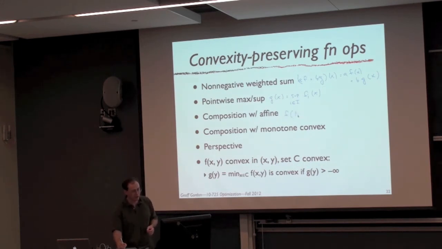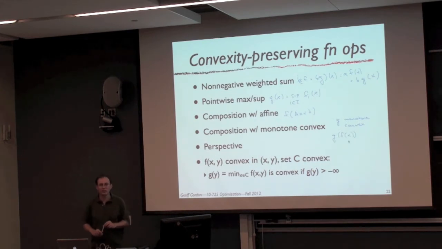You can compose it with an affine function, right? So f of ax plus b is going to be convex if f is convex. This one's kind of weird. If you have a monotone convex function g, right? So g monotone, meaning that it just keeps increasing or staying the same as its argument increases, and it's also convex, then g of f of x is going to wind up being convex. I don't have a good intuition for that, but it's sometimes a useful thing, right?